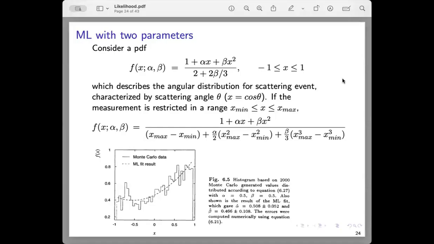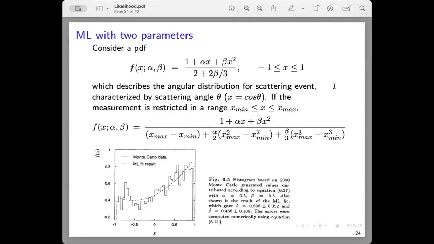So we'll just continue from where we left yesterday. Yesterday we discussed the maximum likelihood method, particularly in the one variable, one parameter case, and then we discussed how to obtain the uncertainties or errors on the estimate by four different methods. Okay. Now let's move to a case where you perform the maximum likelihood fit with two parameters.